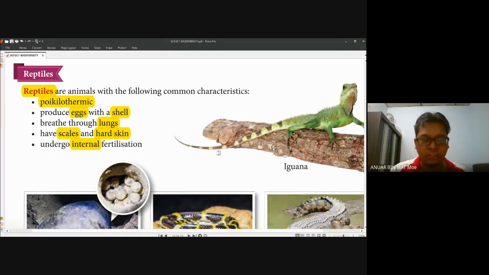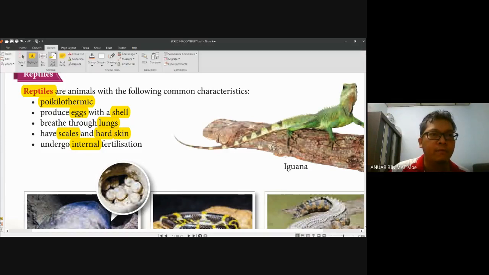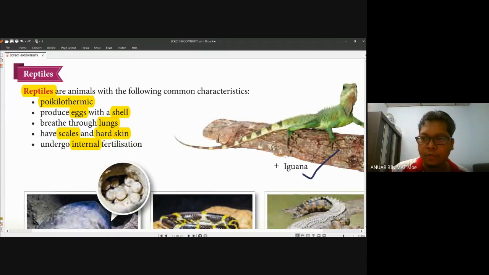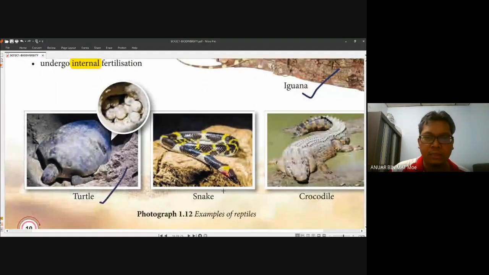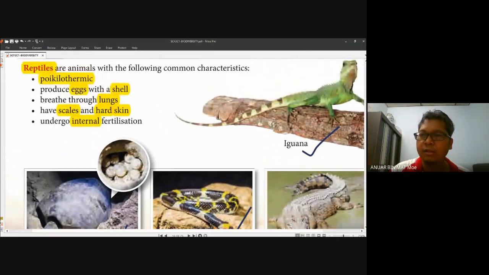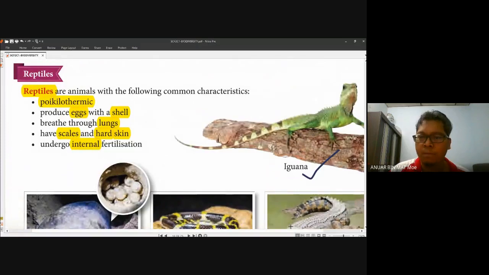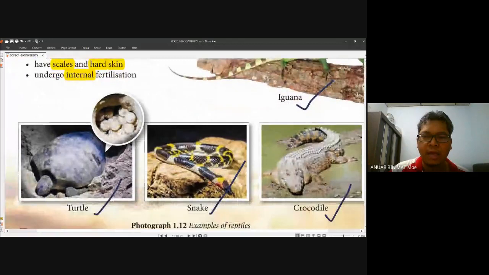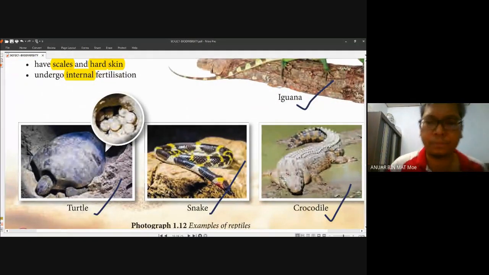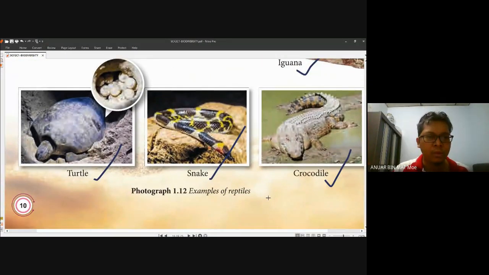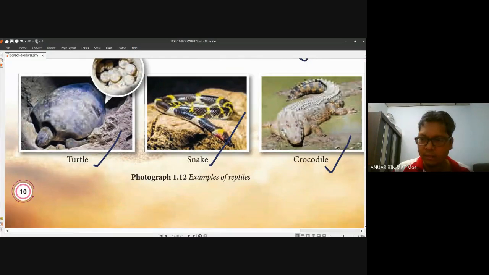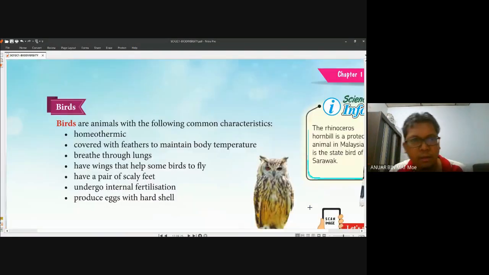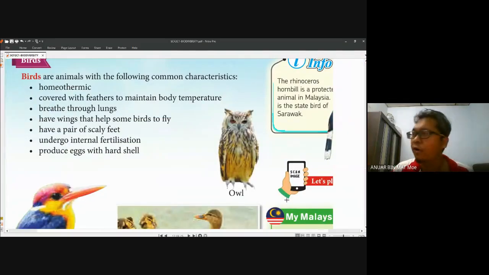Okay, internal fertilization. Examples of animals here are iguana, turtle, snake, and crocodile. These are all types of what we call reptiles. The common animals in reptiles: iguana, crocodile, snake, and turtle. Okay. This is number 4.